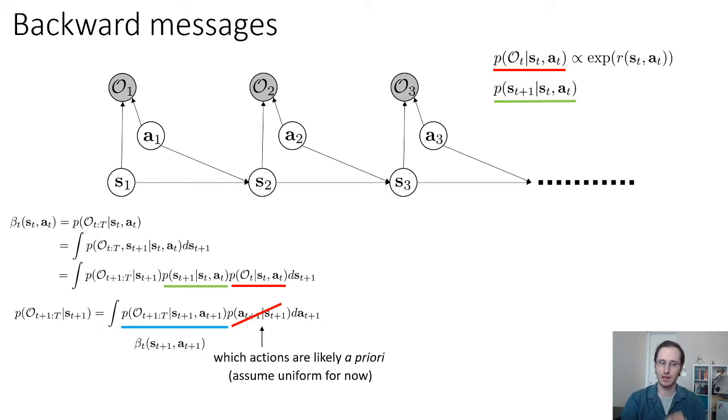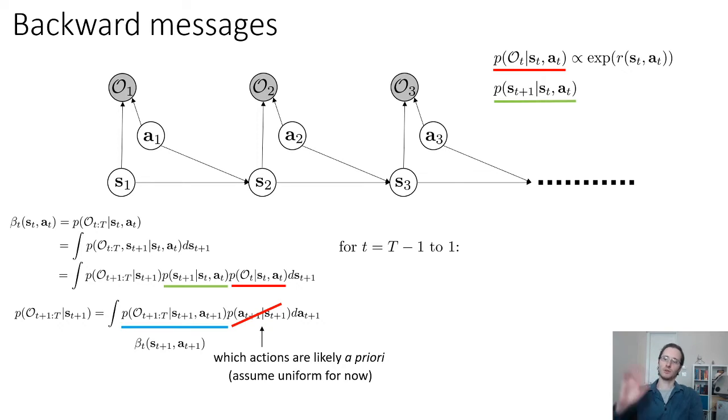Now, this does not mean that the policy is uniform, because remember, our policy is the posterior distribution, a_t given s_t comma o_1 through capital T. The action prior is just the probability of actions a priori, before you know whether you're optimal or not.